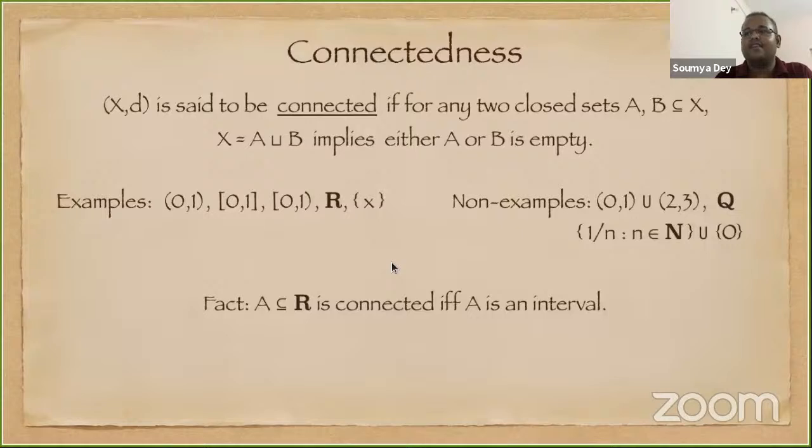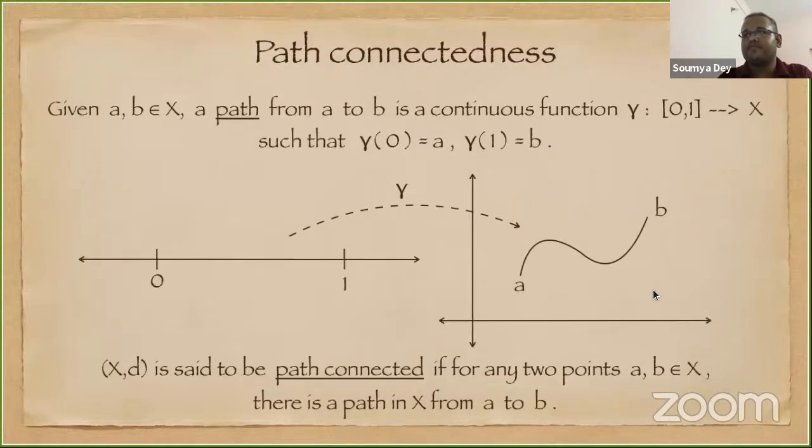You can see that if you take any interval, you cannot write it as a disjoint union of two open sets, right? So these are examples in the real line. Okay. So the next notion is path connectedness. How do you define it? Suppose you take 2 points A and B in your set.